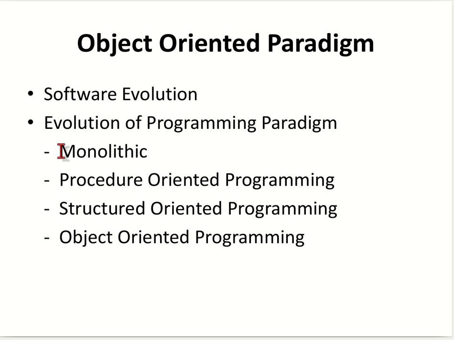Software evolution is like this: monolithic, procedural oriented, structured oriented, object oriented. In monolithic, there is only one way of execution: one step, next step, like that execution is done. In procedural oriented programming, we have created functions, as we did in the previous session, and we do the programming depending upon that. The third one is structured oriented programming.